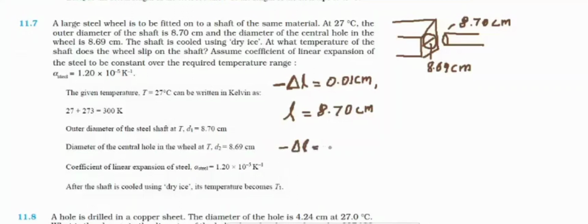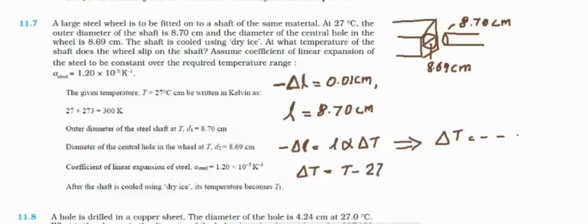So we can use the thermal expansion formula, minus delta L is equal to L alpha delta T. Substitute the values and find the value of delta T from this equation. Once you get delta T, you have delta T is equal to T minus 27. Substitute the value of delta T there, then find the value of T.